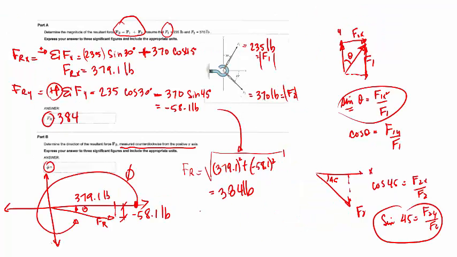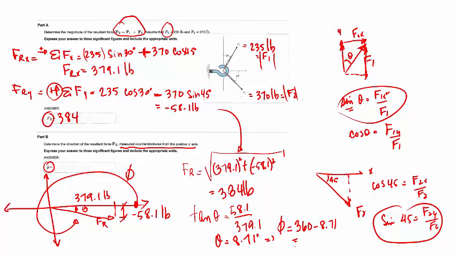So I can do tangent of zeta is going to be equal to the opposite, which is the 58.1, and the adjacent, which is 379.1. So this angle theta is 8.71 degrees. But that's not what it's asking. It's asking for B, counterclockwise. So this angle would be 360 minus 8.71, which is 351.